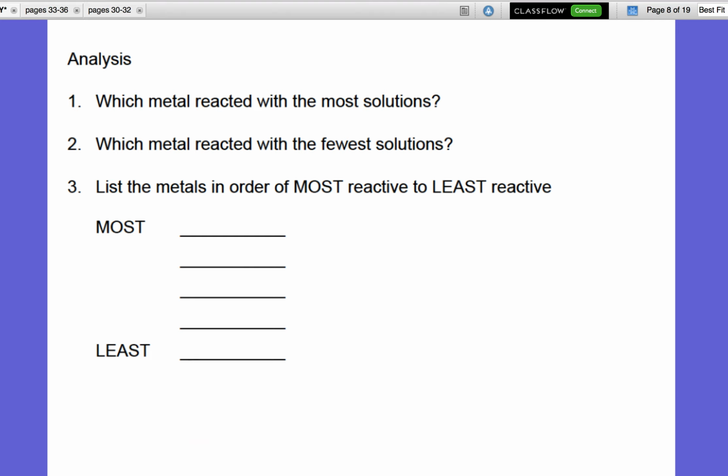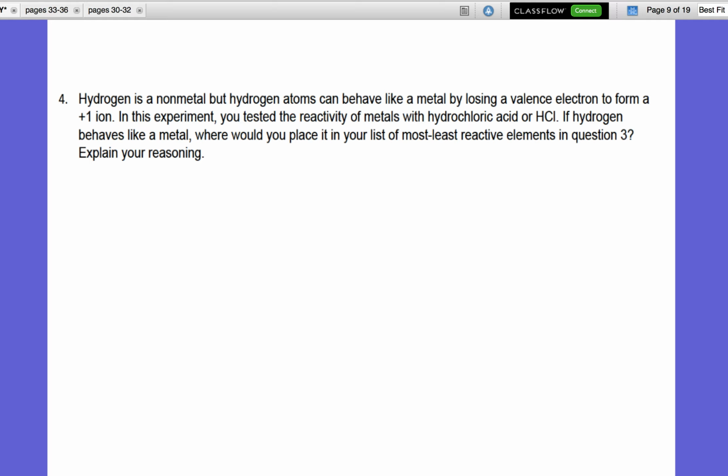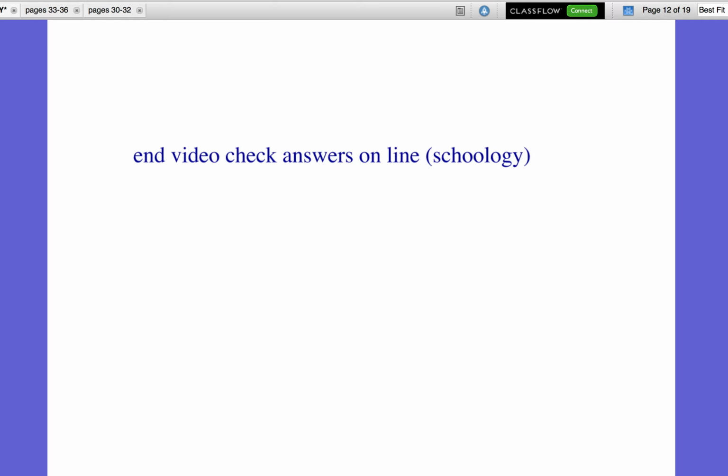Then when you're done, you can check your answers on Schoology because the key will be there, and you can check out what the answers should be. All right. So do the virtual lab and it'll be helpful, and then check your answers.